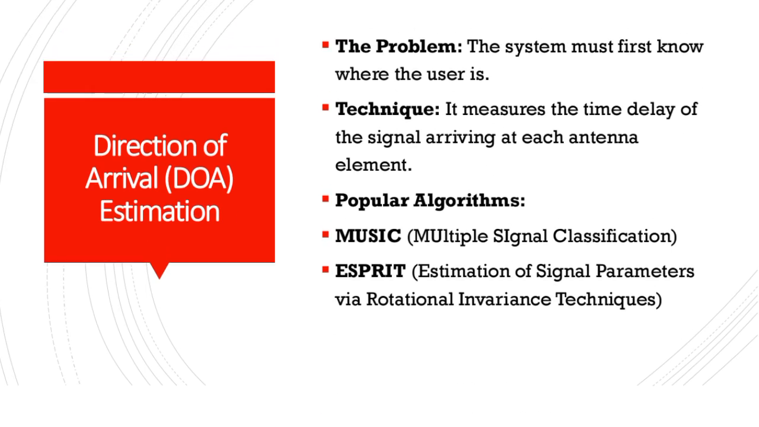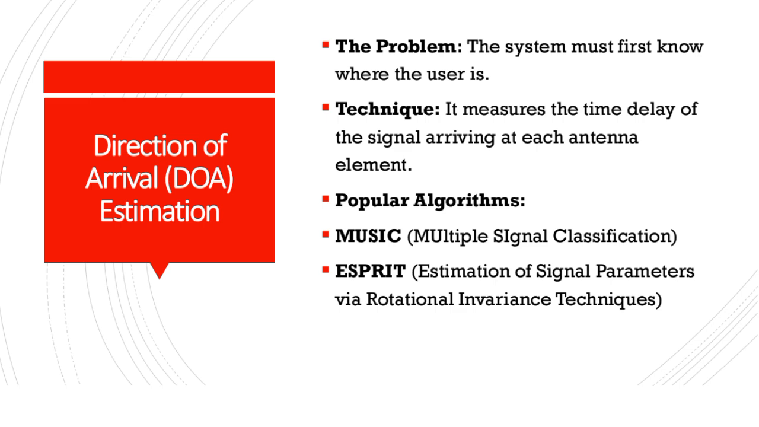And the next thing is direction of arrival estimation. The system must know where the user is. For that we need to measure the time delay of the signal arriving at each antenna element. For that we are using two popular algorithms, MUSIC and ESPRIT. MUSIC is multiple signal classification algorithm, by which we can easily measure from which direction the signal is arriving. And the next is estimation of signal parameters via rotational invariance techniques.